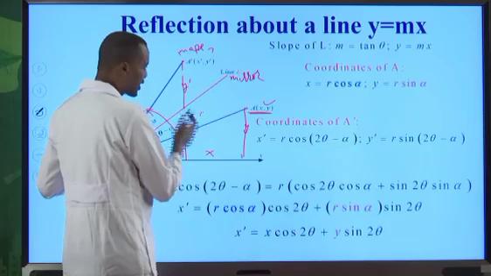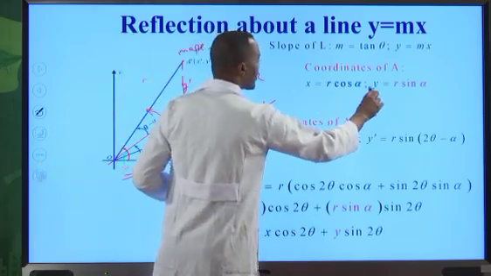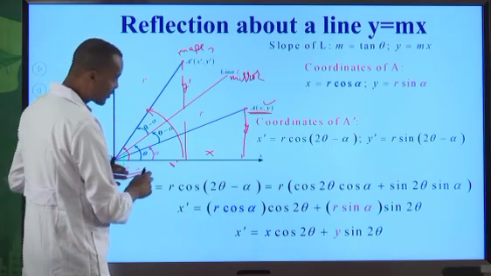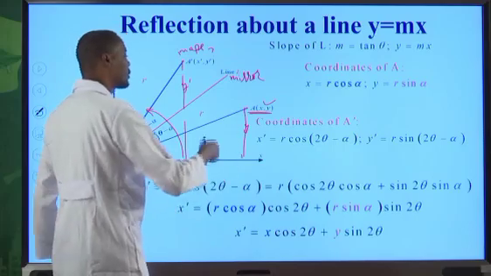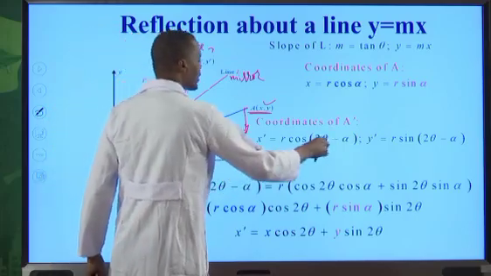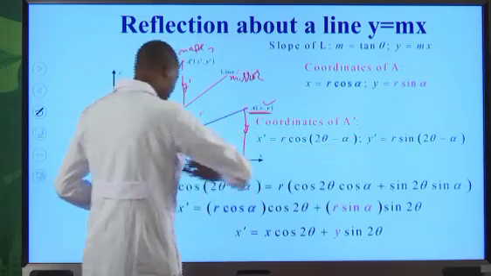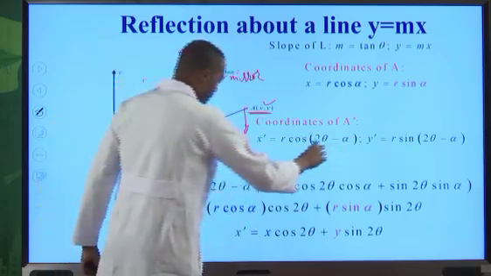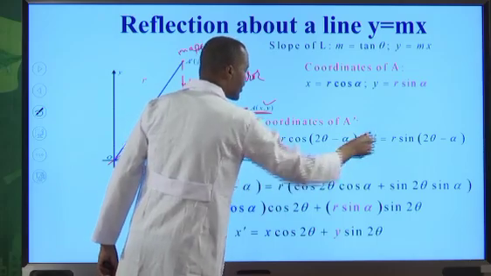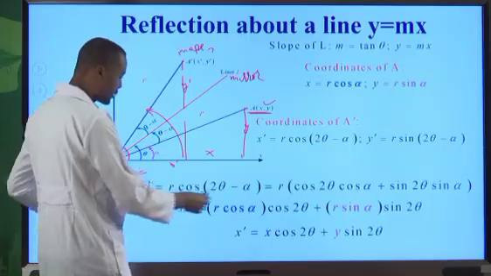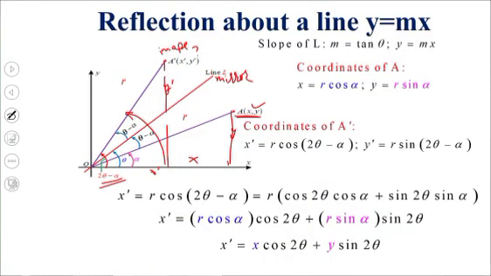According to this, x is r cosine alpha and y is r sine alpha. And as I told you, the final image here is at an angle of 2 theta minus alpha. So when we decompose that into its components, x prime is r cosine of 2 theta minus alpha, and y prime is r sine of 2 theta minus alpha. And then with the help of the sum and difference identities of cosine and sine, we can rewrite x prime as r times cosine of 2 theta cosine alpha plus sine of 2 theta times sine alpha.